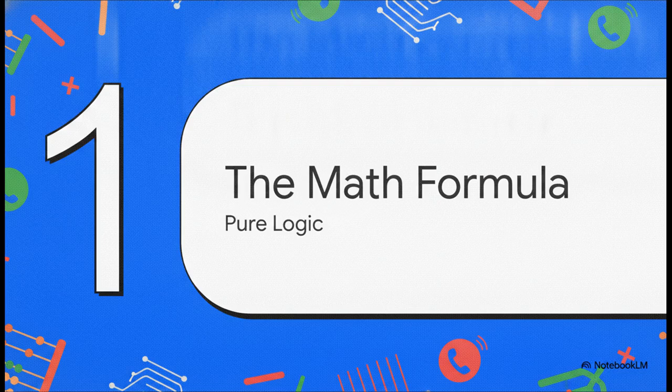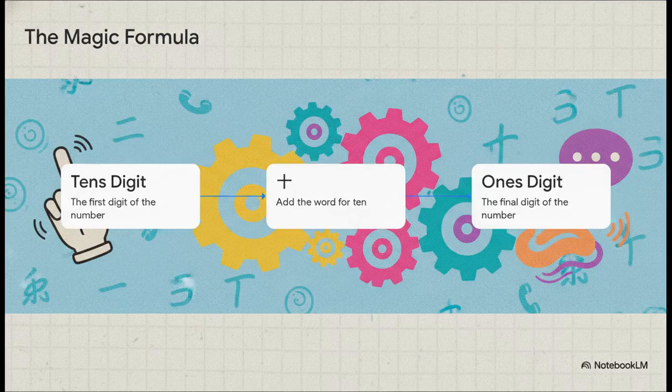Section 1. The math formula. Pure logic. Let's completely debunk the myth that Chinese requires endless rote memorization. Think about English for a second. We have all these arbitrary, tricky words to memorize. We say 11 instead of 10-1, or 20 instead of 2 tens. Mandarin throws all of that out the window. Instead, you just use this magic formula.